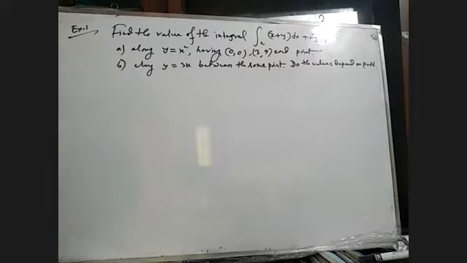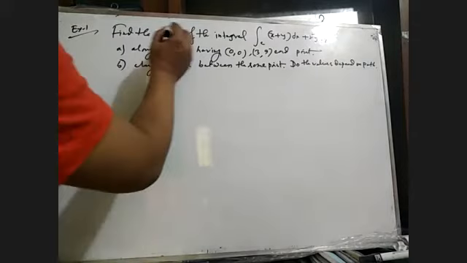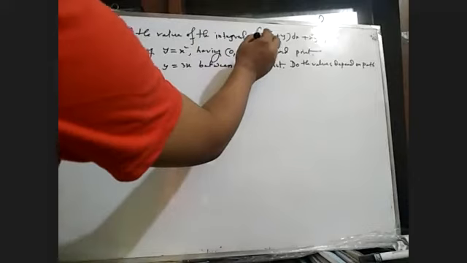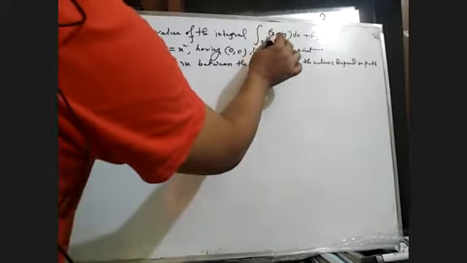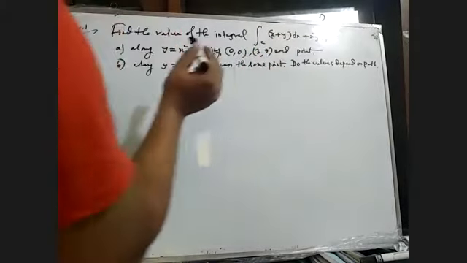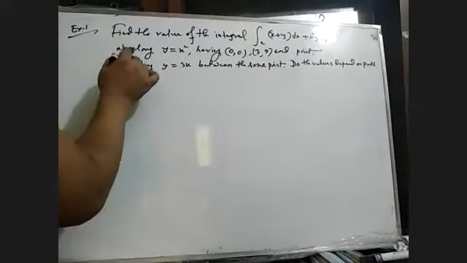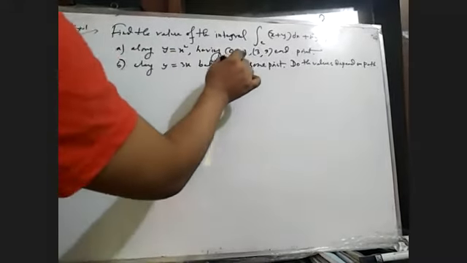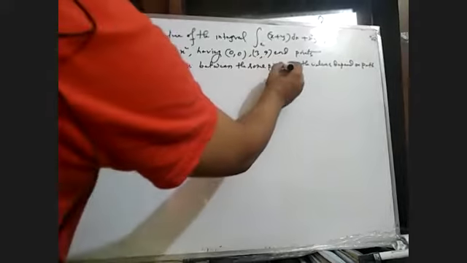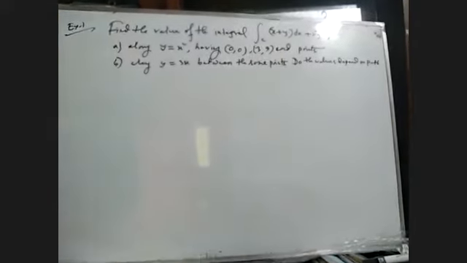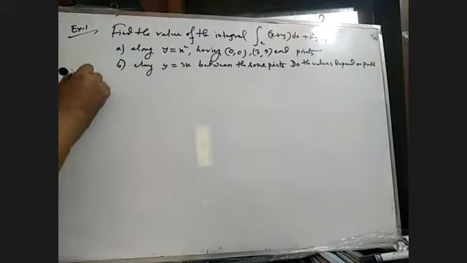Now the first example of line integral. Find the value of the integral over the rectifiable curve C of (x plus y) dx plus x square y dy. There are two parts. First part, along y equals x square curve between the points (0, 0) and (3, 9), and along y equals thrice x between the same points. Do the values depend on the path? So we are solving now using the line integral.